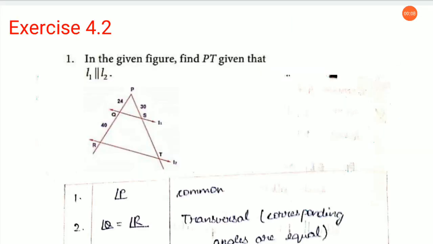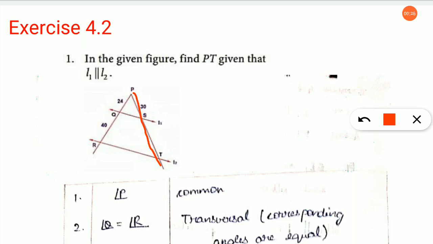Next, we will continue with exercise 4.2, first sum. Look at the question. In the given figure, find PT given that L1 is parallel to L2. Now, where is the line PT? The line is here. You are going to find the total distance of that line.